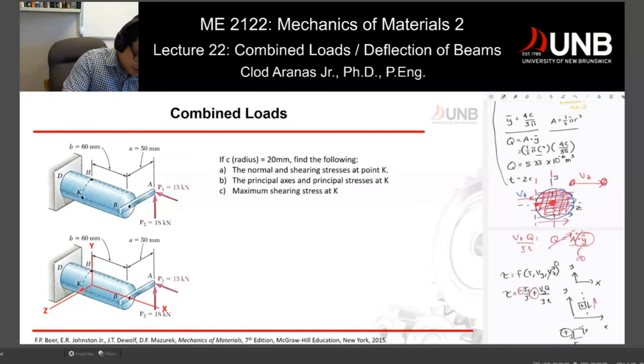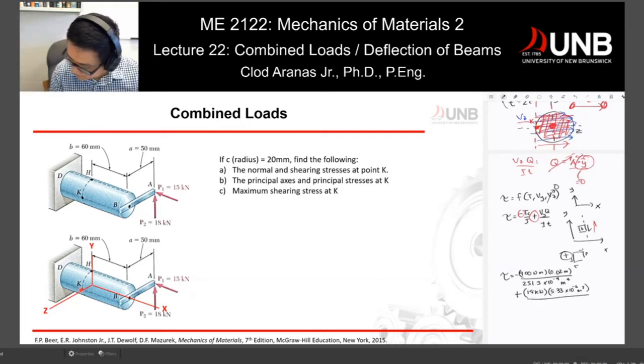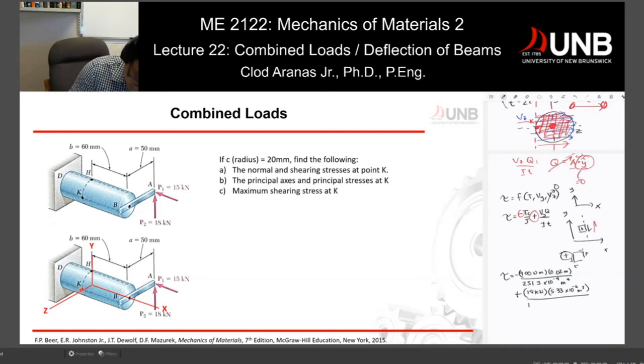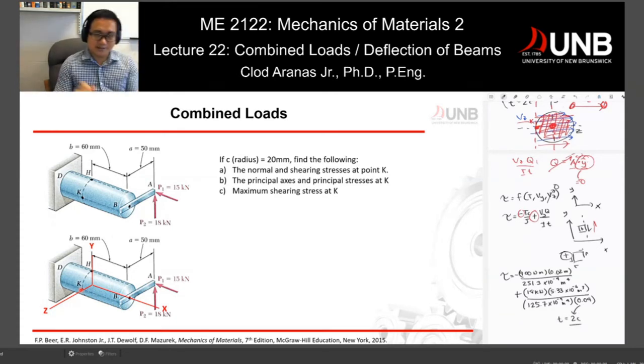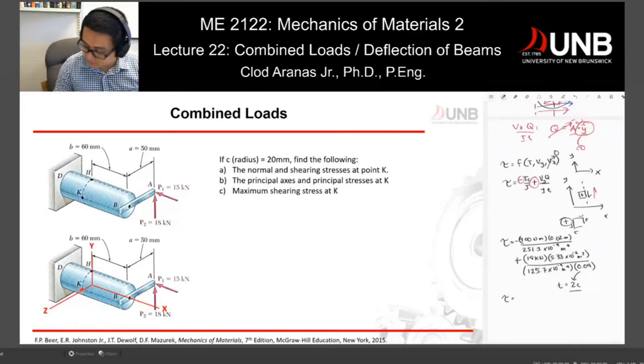VQ is, we calculated Q from the top, and this is the number for our Q. So VQ is 5.33 times 10 negative 6 m cube divided by, so we calculated our I last meetings, it's 125.7 times 10 negative 9 m raised to 4. Now this is your T, which is 0.04. So your T is equal to 2 times your radius. So that's the width of your section.